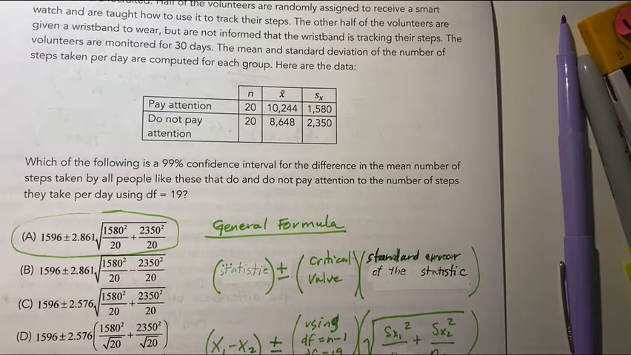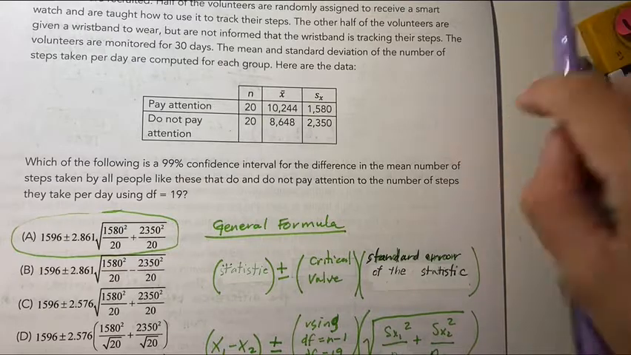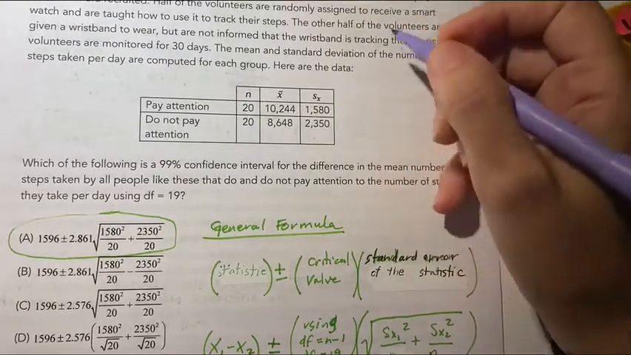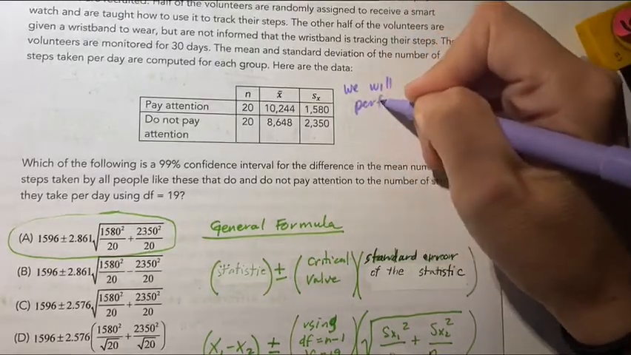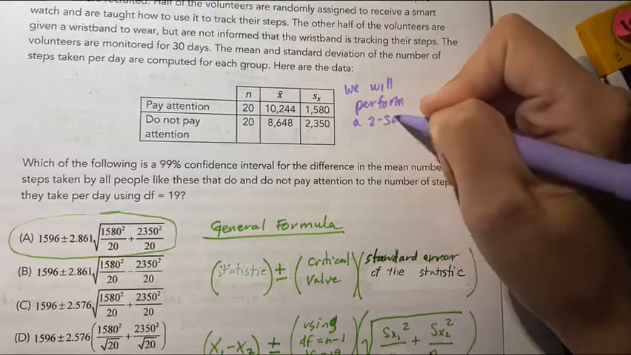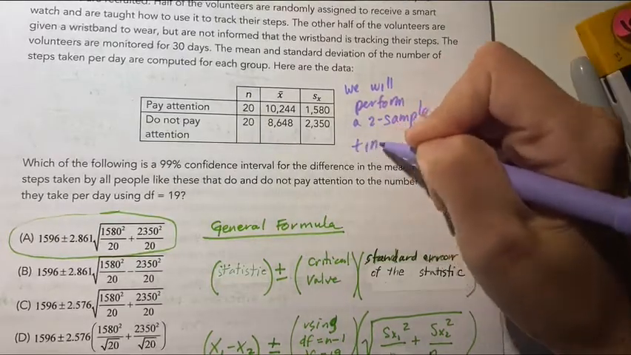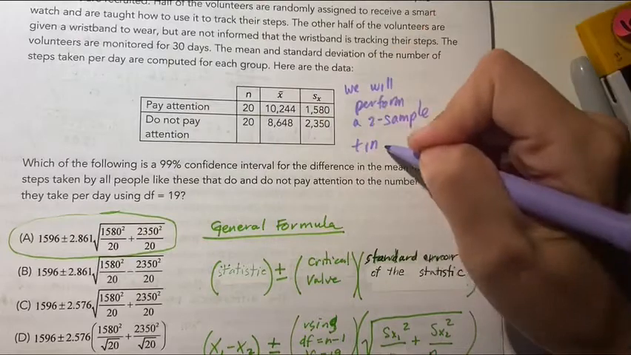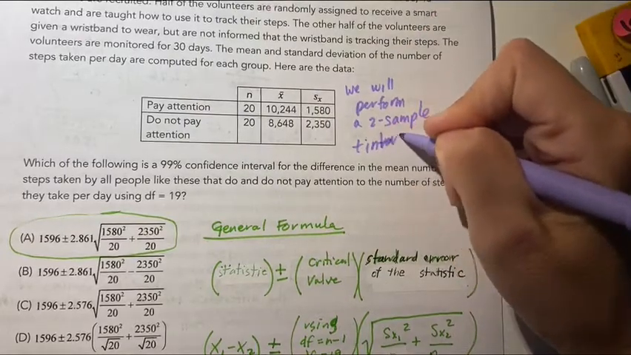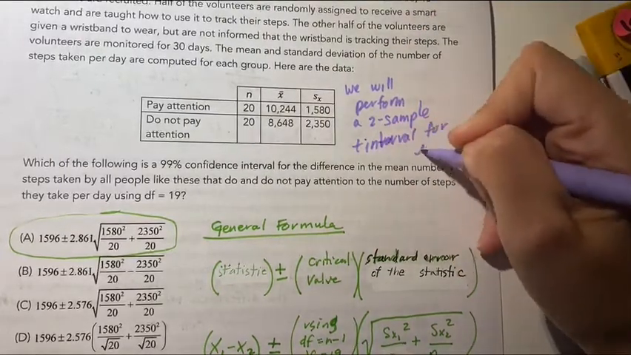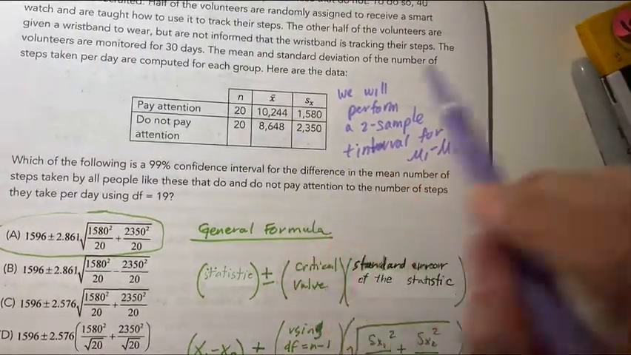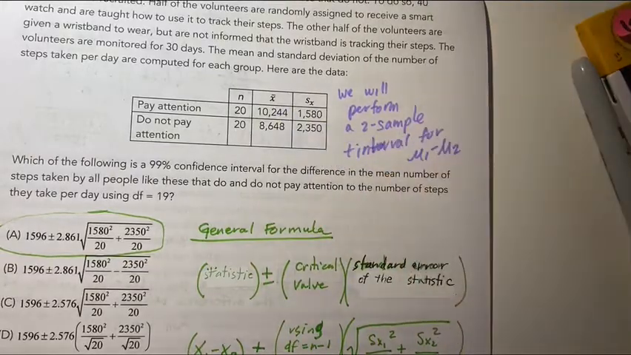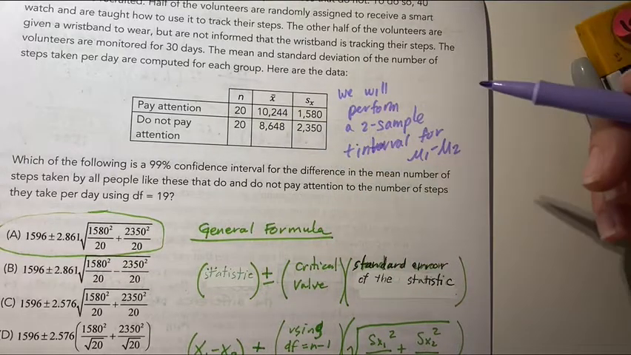We will perform a 2-sample T interval for mu1 minus mu2. I have 2 samples, T interval, because I don't have sigma, I just have the 2 standard deviations. I'm trying to figure out if there is a difference between these two methods. And it is mu, not a proportion, because I'm measuring something. I'm measuring how many steps you took in a day.